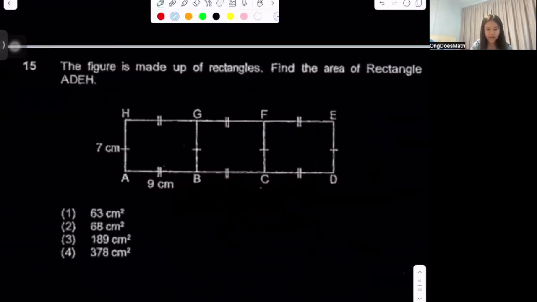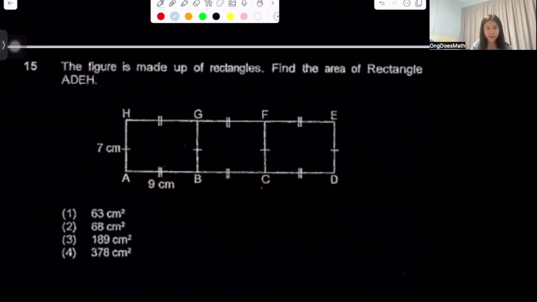The figure is made out of rectangles. Find the area of rectangle ADEH. Before we do that, do you know what this represents? This just means they are the same length. Which means if this is 9, here also 9, here also 9, and so on. You also see another figure, this one, which means if this is 7, this is also 7.